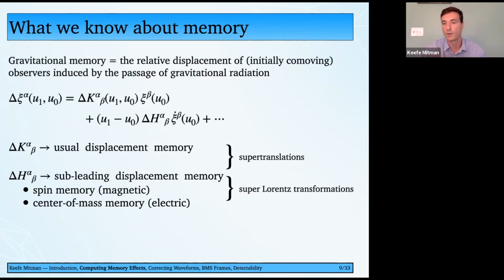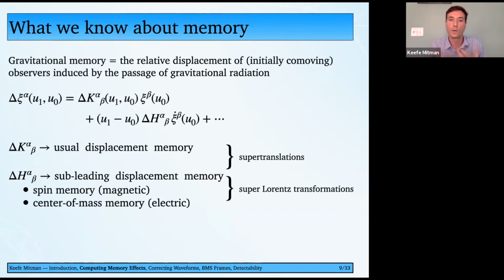If the observers have a relative velocity, the terms contributing to the displacement memory effect are what we call subleading displacement memories. This includes the usual spin memory discovered by Sabrina, Andy, and Sasha, and the center of mass memory discovered by David Nichols. Both of these have been further extended and analyzed by Jeffrey in a great amount of detail. This usual displacement memory is what we typically associate with supertranslations, and these subleading displacement memories are what we associate with super Lorentz transformations, which you can break up into their two parity types: superrotations for spin memory and superboosts for center of mass memory.